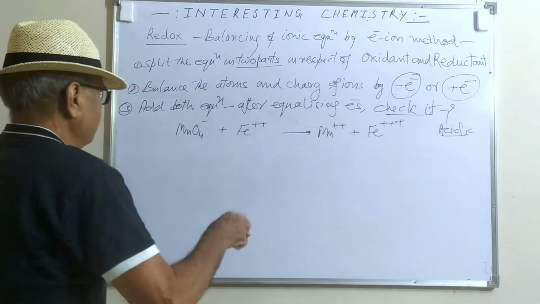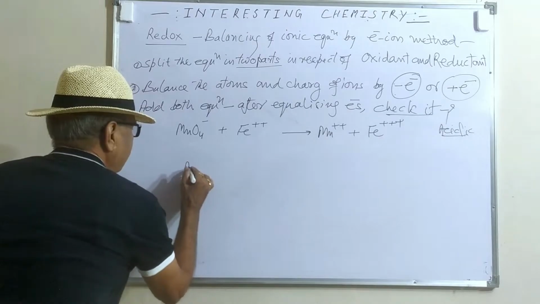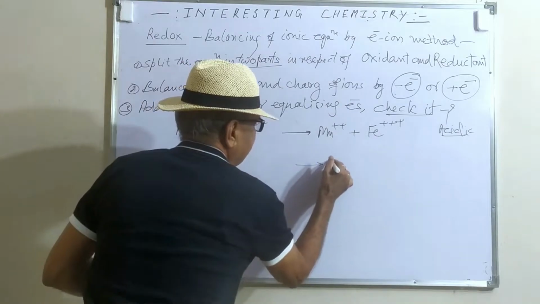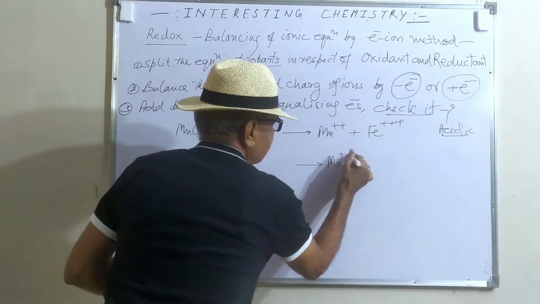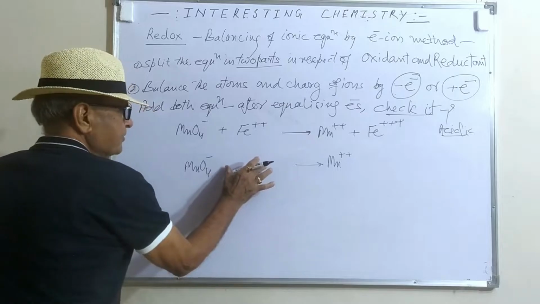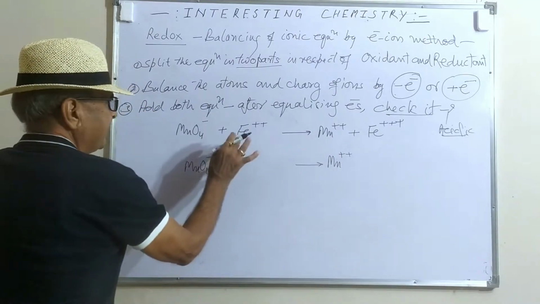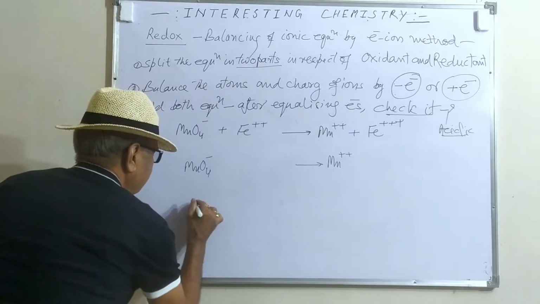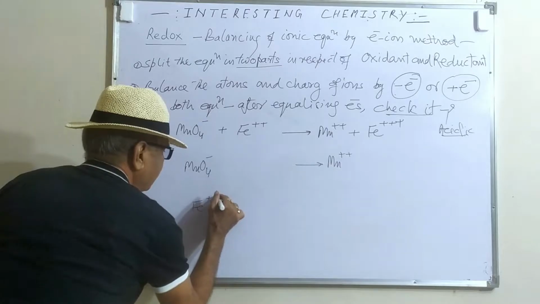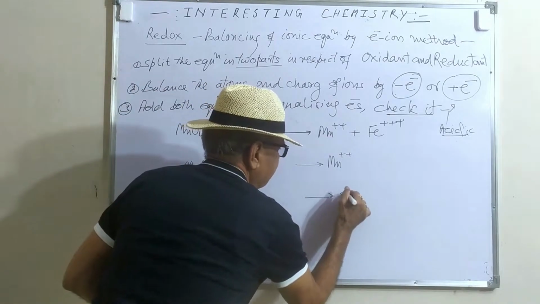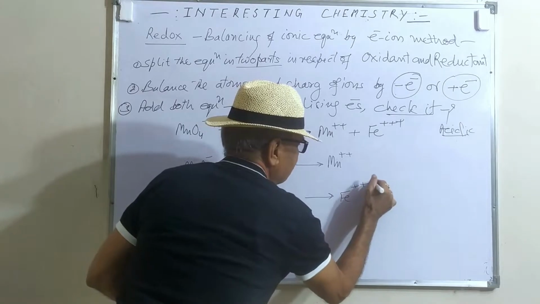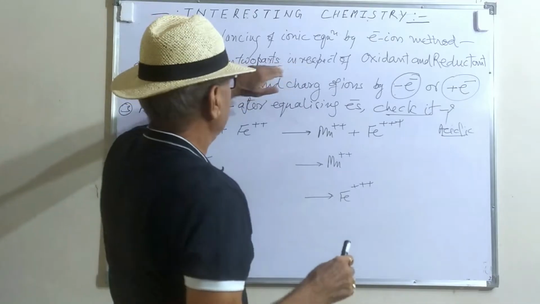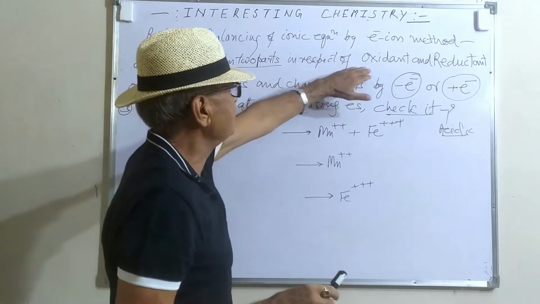So split. Write here MnO4 1 negative, and here Mn double positive. Please leave this space here to balance the equation. And again, Fe double positive, and here Fe triple positive, ferric. Now we have the 2 split parts with respect to the oxidant and reductant.